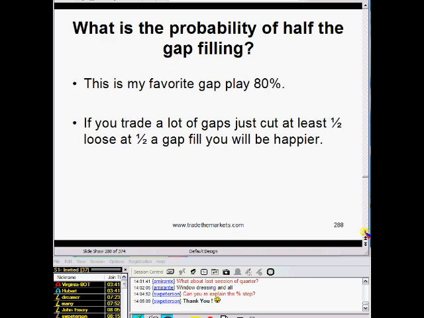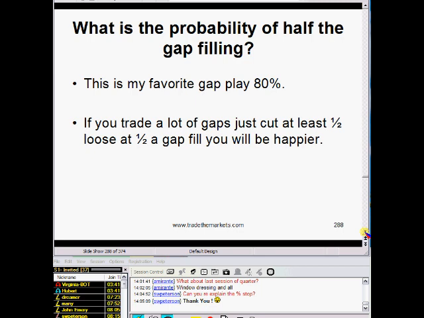Alright, here's my favorite trade. I love doing this trade. What is the probability of half of the gap getting filled? It's 80%. Okay? Let's say the market closed yesterday at 10,000, it's at 10,040, and it's on a Thursday. I'm going to be out of 3/4 of my position as soon as it fills half the gap. At least half of my position is going to be gone, and it's usually going to be 3/4. You guys understand that?